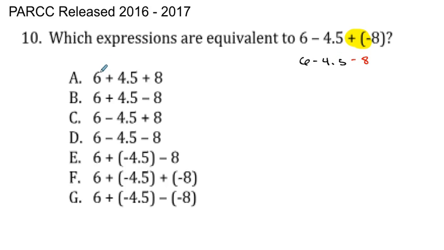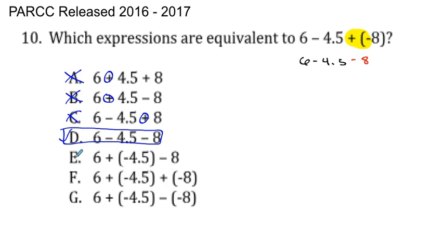Well, let's look at this one. 6 plus, well, that one doesn't work because I need this to be a minus sign. So there's my first mistake. 6 minus, okay, so far so good. 4.5 plus 8, so that's no good because I need that to be minus 8. 6 minus 4.5 minus 8. That one works great. I'll take that one. So one answer so far.